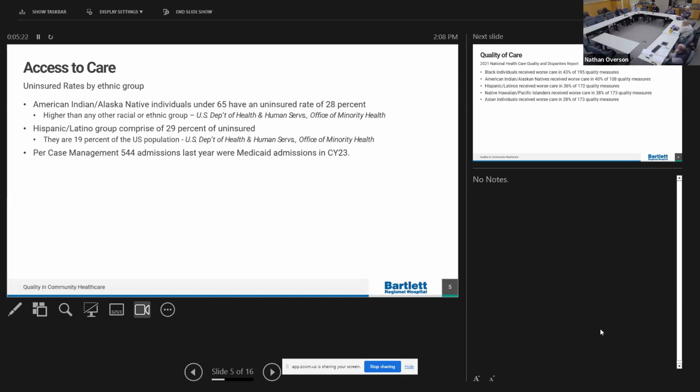Yes. The second bullet point is again a national average, but our highest use of our language line is the Hispanic Latino group. So Spanish is the number one use of our language line right now. That is 29% of uninsured, a national average. I didn't have data for just Juneau itself, but I thought that was an interesting correlation. So you can head on to the next slide.